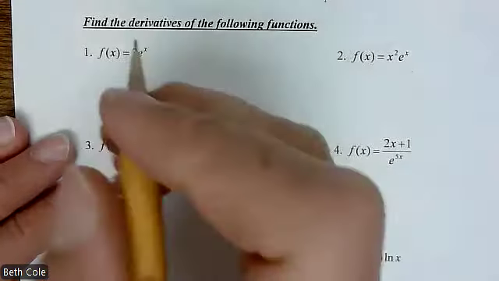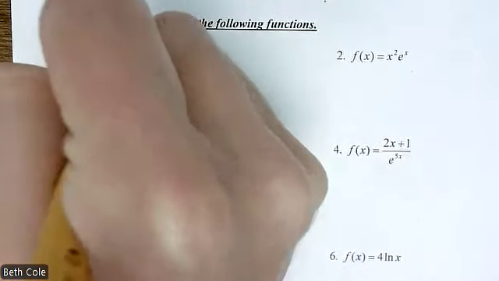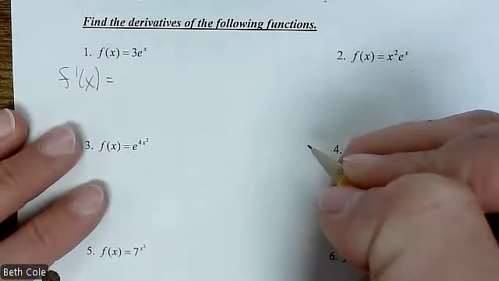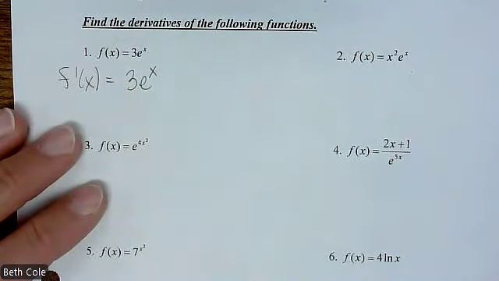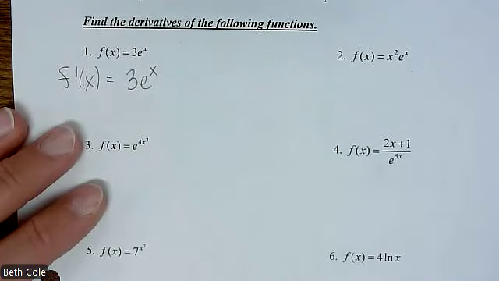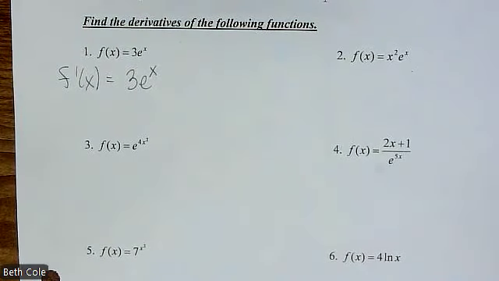So looking at number 1 here, the derivative of 3e to the x is 3e to the x. The 3 is kind of just there. The derivative of e to the x is e to the x. There's just a 3. It's my favorite one. It's just the best.